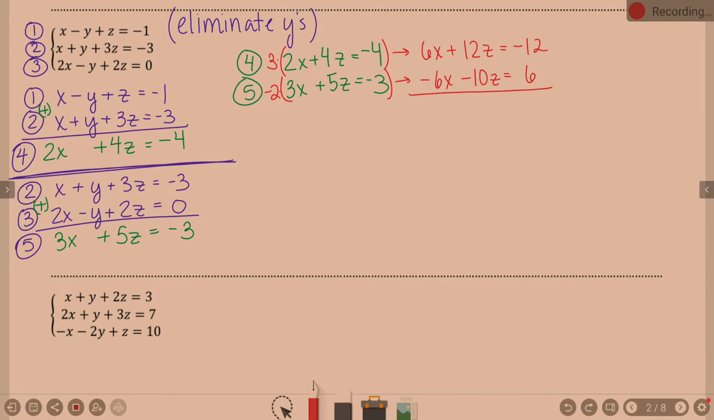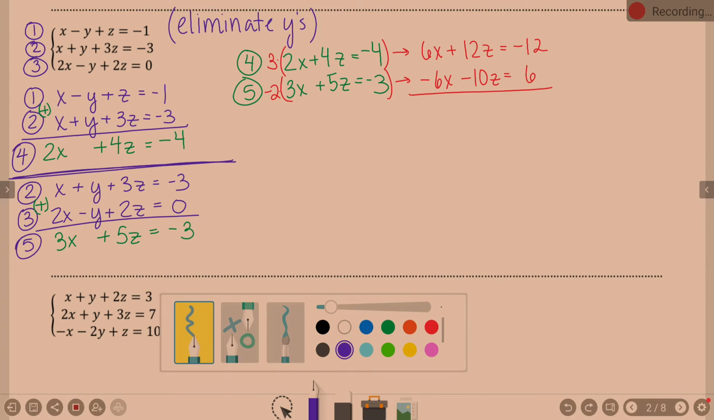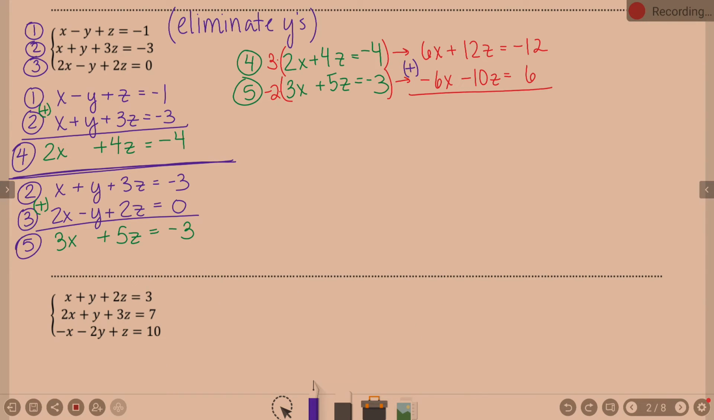Okay. -6x minus 10z equals 6. What do you notice about the x's? They cancel. They are opposite signs, so we're ready to add and cancel. 6 plus -6x, cancel. 12z plus -10z is 2z. Easy. 2z. Carry down your equal sign.